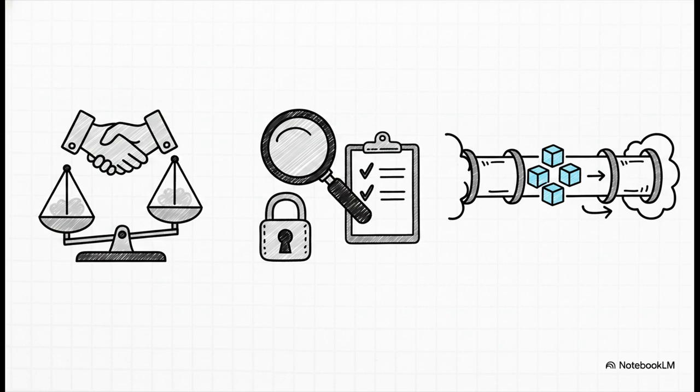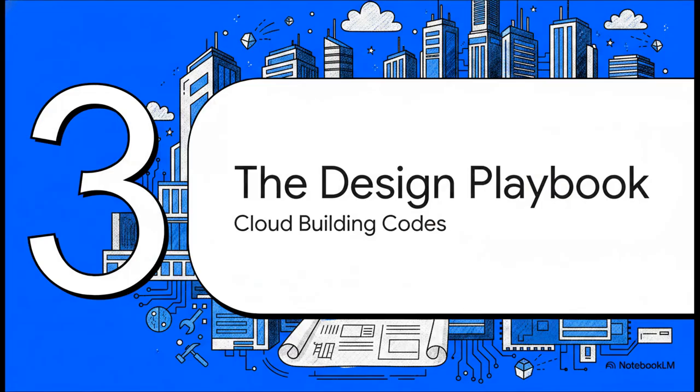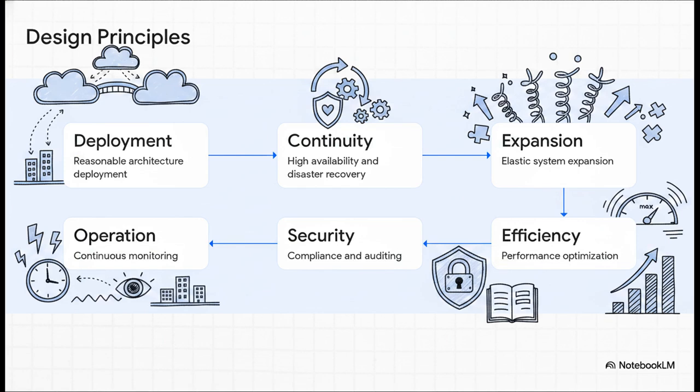And finally, the cloud carrier. They act as the transport agent, providing the physical telecommunications pipelines that shuttle all those cloud services back and forth. Okay, on to section 3, the design playbook, the building codes for the cloud. So now that we know the actors and the rules, how do we actually build the environment? Well, a complete cloud architecture design is a step-by-step process based on 6 core principles.